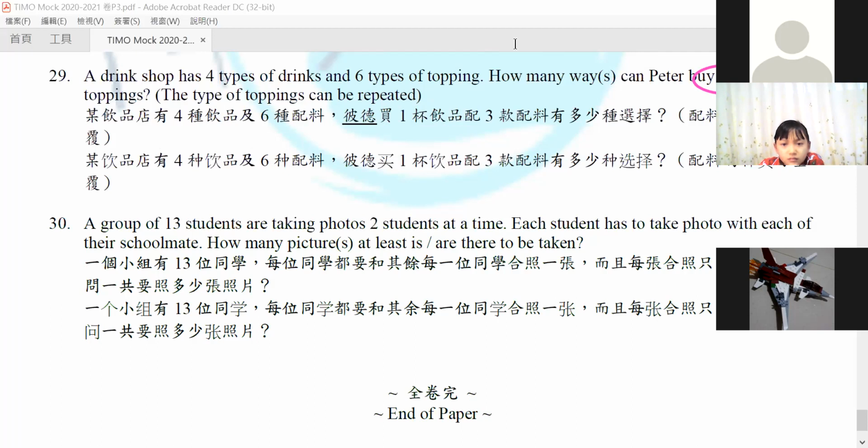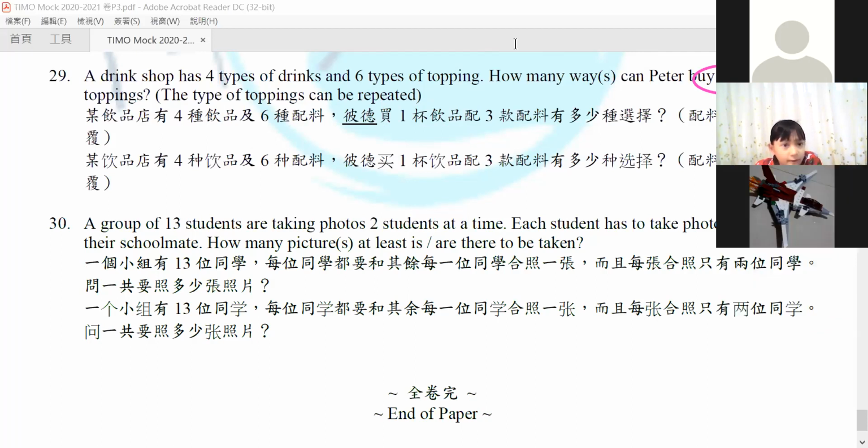Now, how about the toppings? Some people say that because we can repeat, it should be 6 times 6 times 6. The answer is no. It is not 6 times 6 times 6. Not that big. In fact, the toppings have only 56 different ways of doing it.